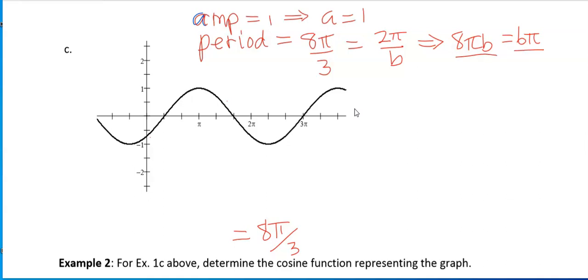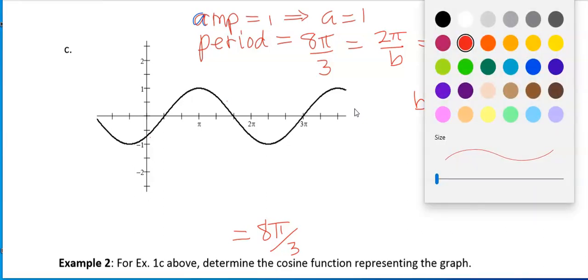Okay, let's divide both sides by 8 pi. That's a 6 there. I was confused. I thought that was the b for a second, but it's not. 8's cancel, pi's cancel. 6 divided by 8. Well, look at this. That reduces to 3 over 4.